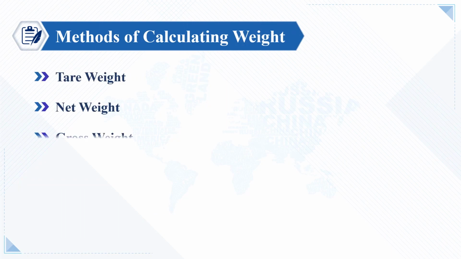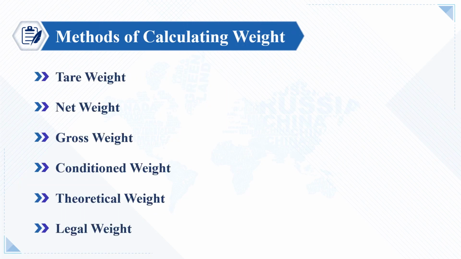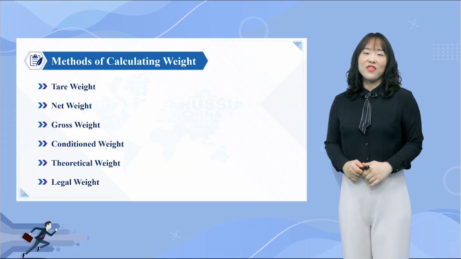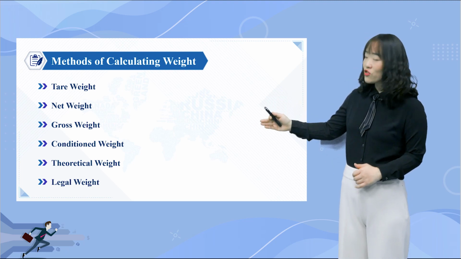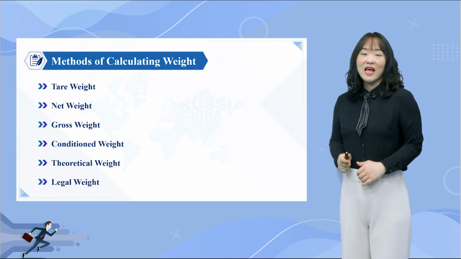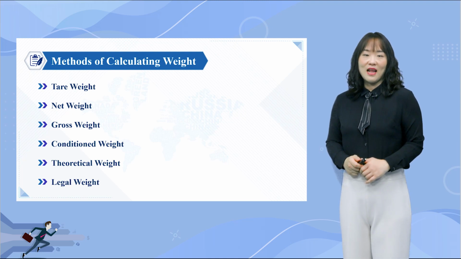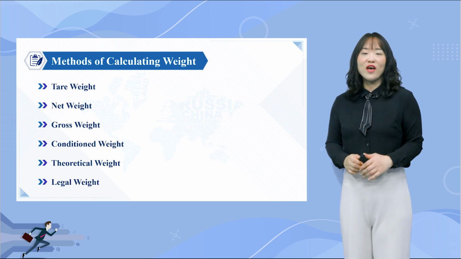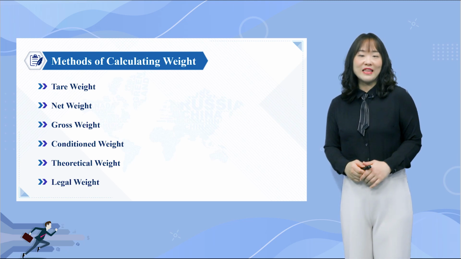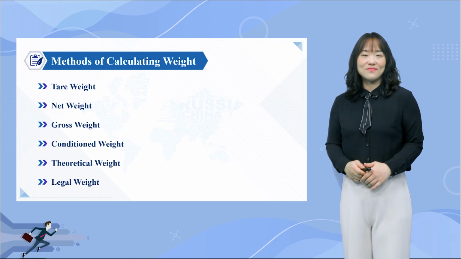In international business, the quantities of many commodities are calculated by weight. The methods to measure the weight of goods are usually gross weight, net weight, conditional weight, theoretical weight, and the legal weight. Let's first start with tare weight, as it will help us define the net and the gross weight.